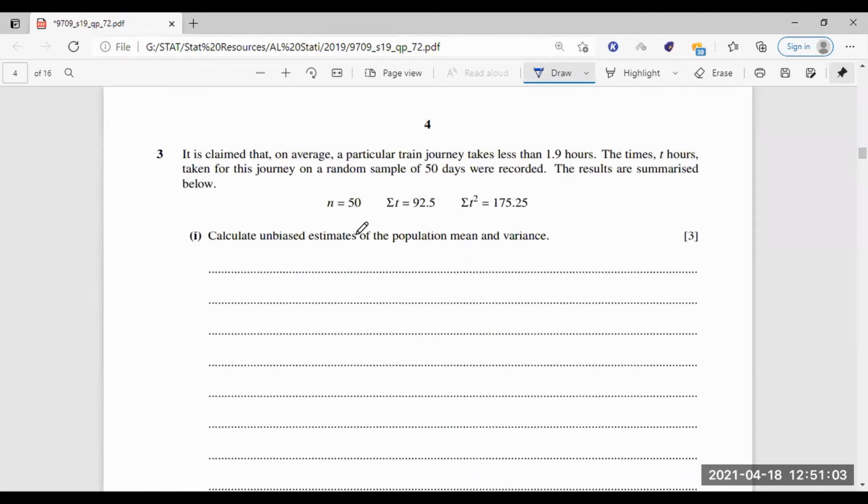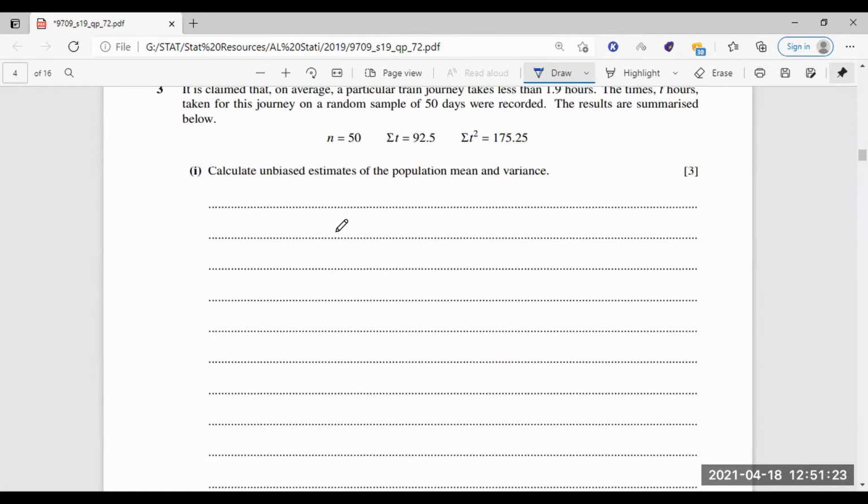It is claimed that on average a particular train journey takes less than 1.9 hours. The time T hours taken for this journey on a random sample of 50 days is recorded. The results are summarized below. Here it's given that n equals 50, sigma t is 92.5, sigma t square is 175.25. Calculate unbiased estimates of the population mean and variance.